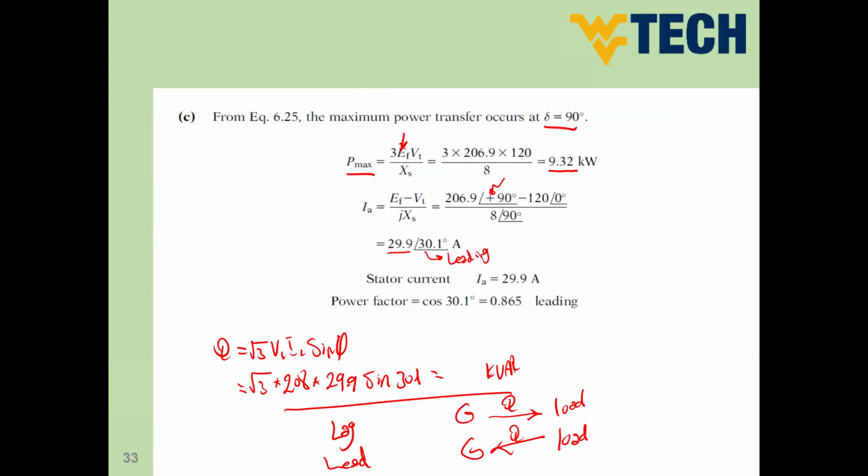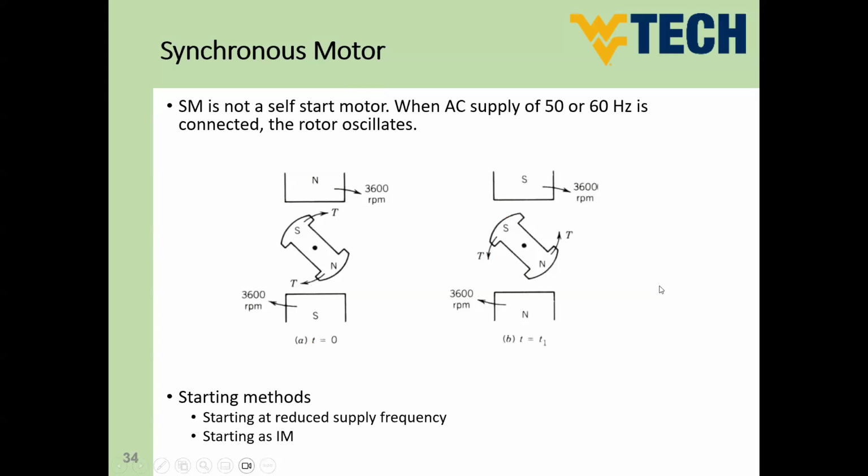I think this is enough for today, guys. We discussed today the parameters identification example, and we solved some questions regarding the constant power. Next class, we will start the synchronous motor operation. Thank you so much, guys, and see you in the next class.